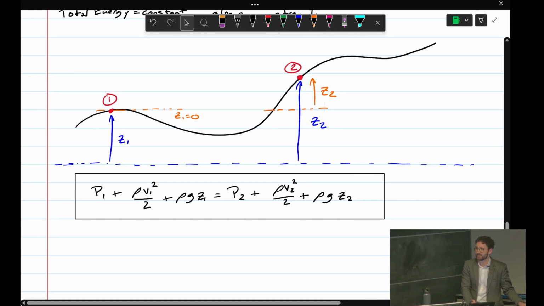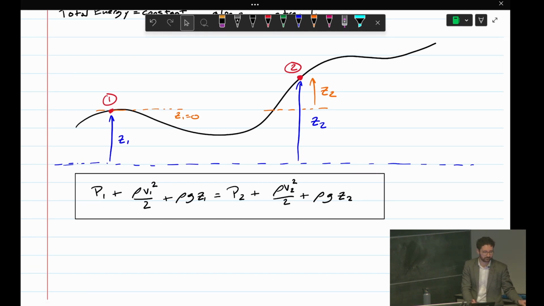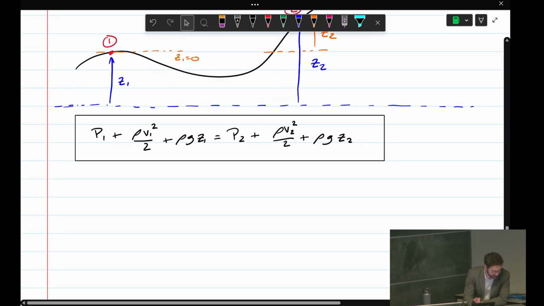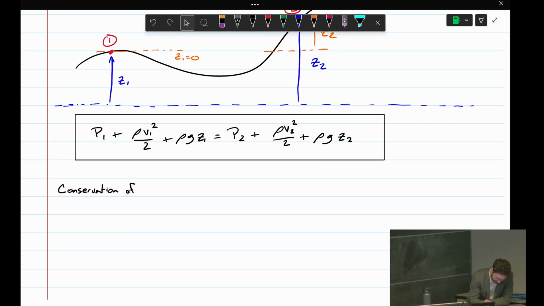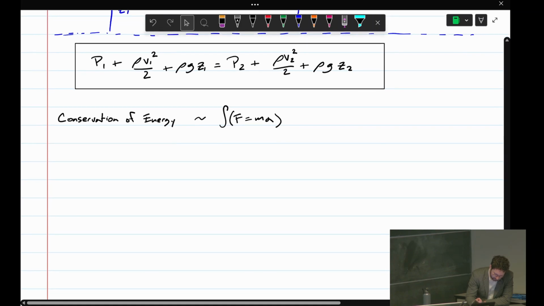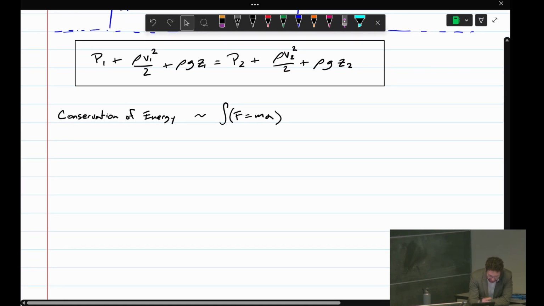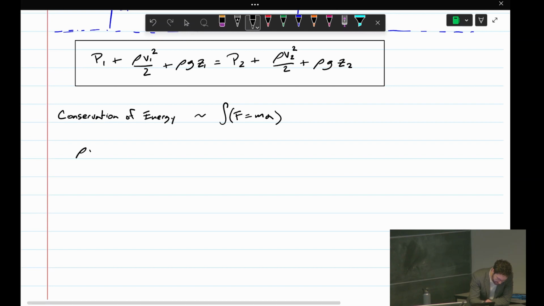Okay. Any questions about this? No? Okay. So I'm going to define these different terms in this conservation of energy equation, which is loosely the integral of F equals ma. Our fluid has 3 types of energy, which we can see in this. So we have rho v squared over 2. That's kinetic energy.